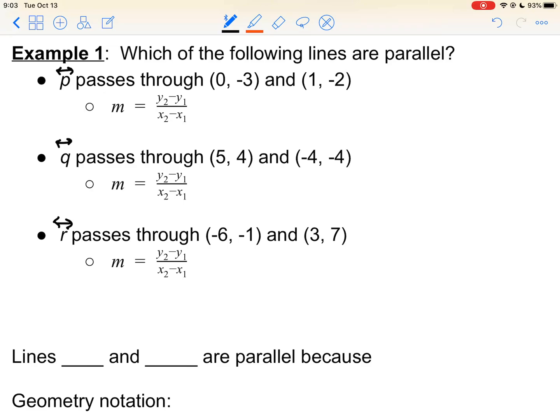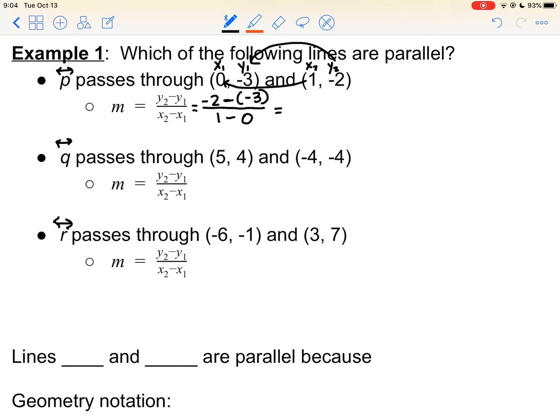So we're going to find the slopes of each of these different lines to figure out which two of these three are parallel. Starting with line P, if I want to find the slope, I'm going to first label x1, y1 for the first ordered pair, x2, y2 for the second. And then I'm going to plug those numbers into my slope formula. So for y2, I plug in negative 2, and then that's going to be minus negative 3 for y1. So y2 minus y1. On the bottom, I'm going to do x2 minus x1. So 1 minus 0.